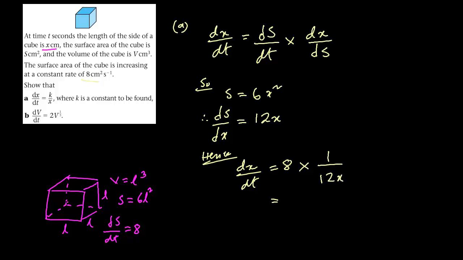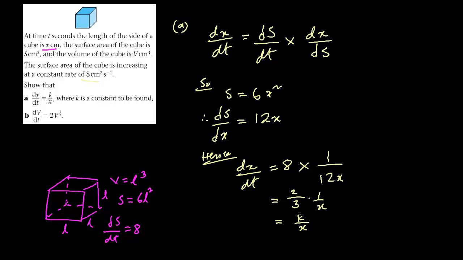If you simplify this, 4 twos are 8 and 4 threes are 12, and we have 1/x over here. So 2/3 is the constant, so we can write k divided by x. This is an arbitrary constant.